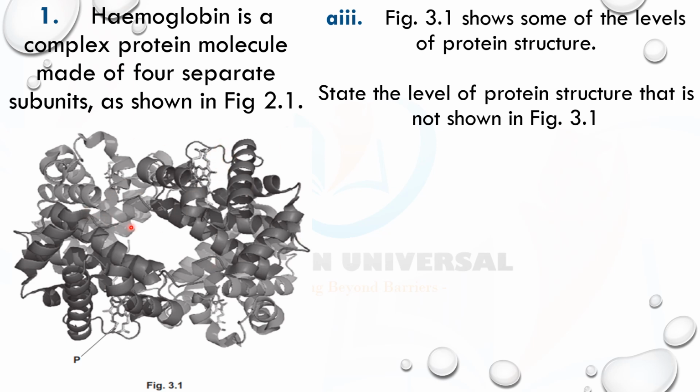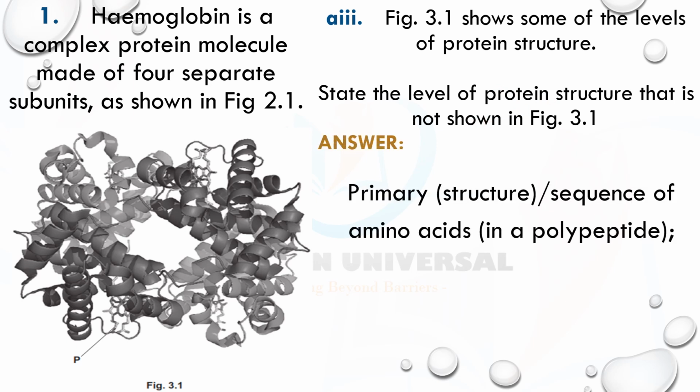So that's quaternary. Then we have tertiary, which is a 3D structure, a 3D shape. And then we have the secondary, with the alpha helix here. And then there's the last one, primary structure, which is the sequence of amino acids. We cannot see primary structure, and that is what is not shown. So the answer is primary structure or sequence of amino acids in a polypeptide. Just one mark. Let's go to the next question, guys.